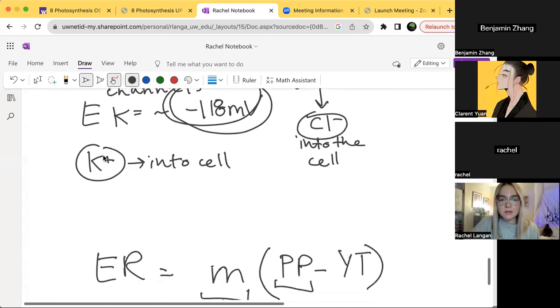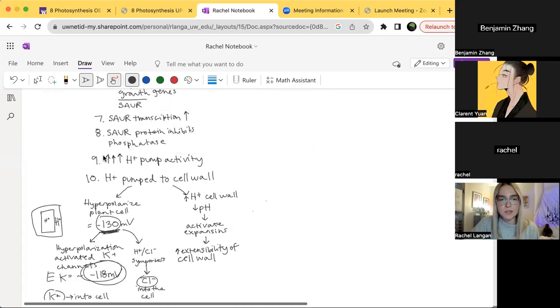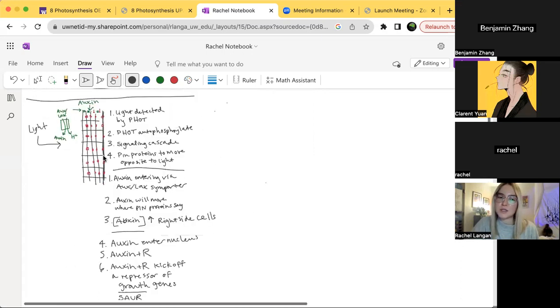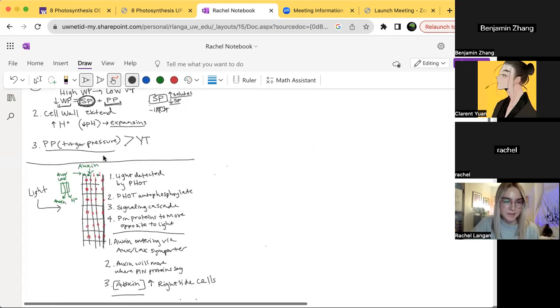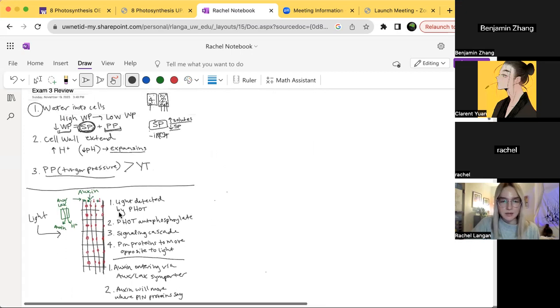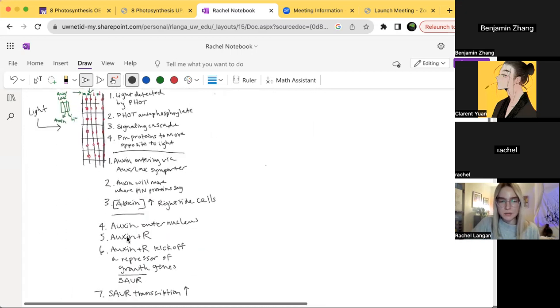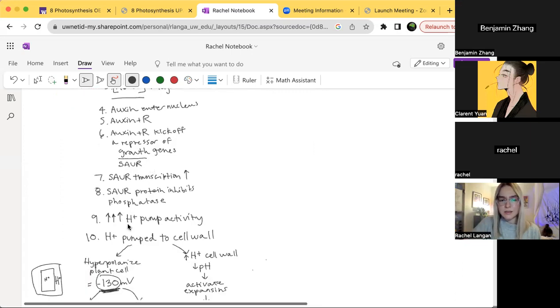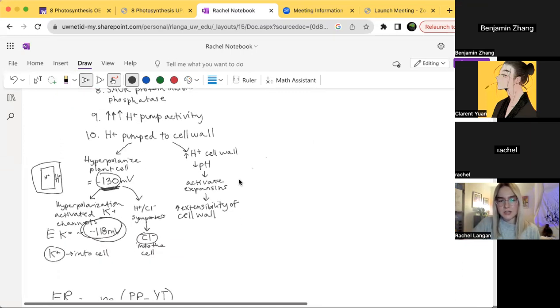I'm gonna say no. I'm gonna say this equation is not gonna be super helpful. I'm gonna say knowing this flow diagram is gonna be helpful. So you should be able to follow how you go from light being detected by phototropin to auxin causing all of these changes to the cell to cause it to extend. You should know that full pathway.